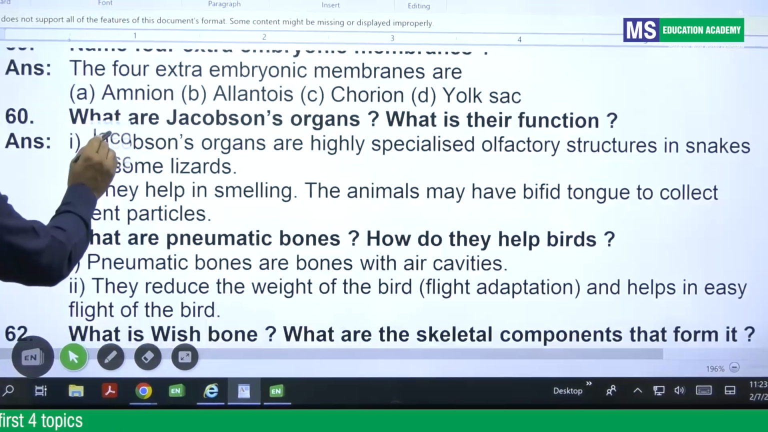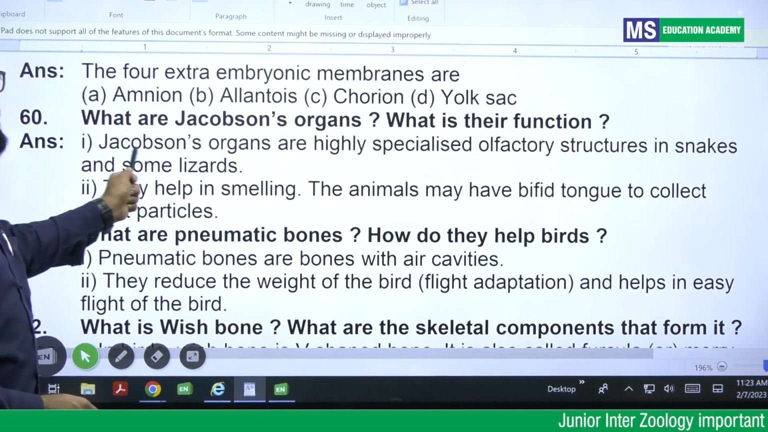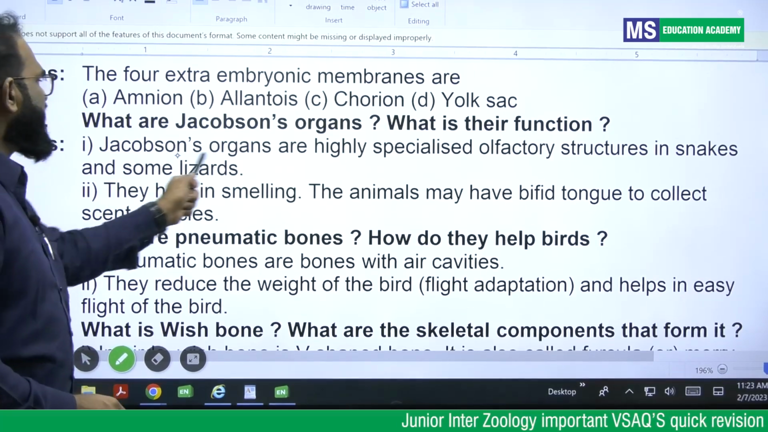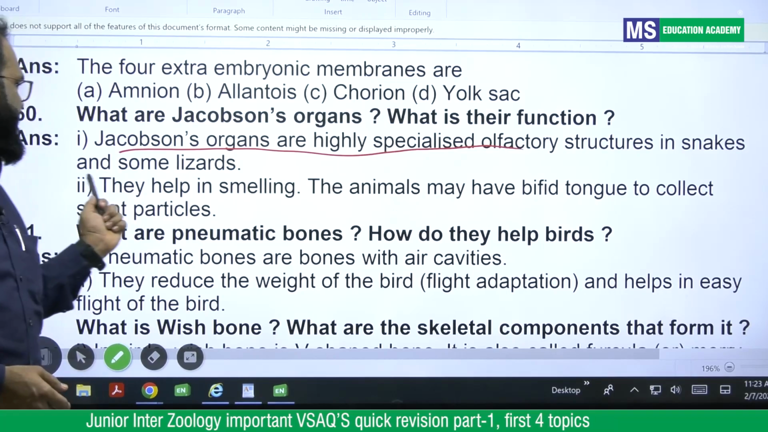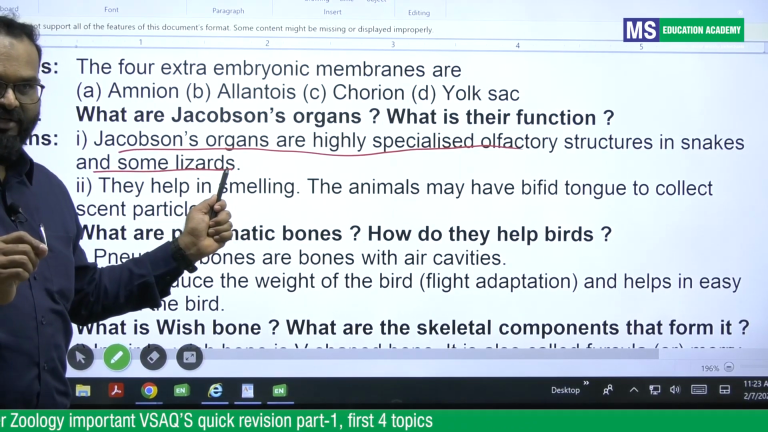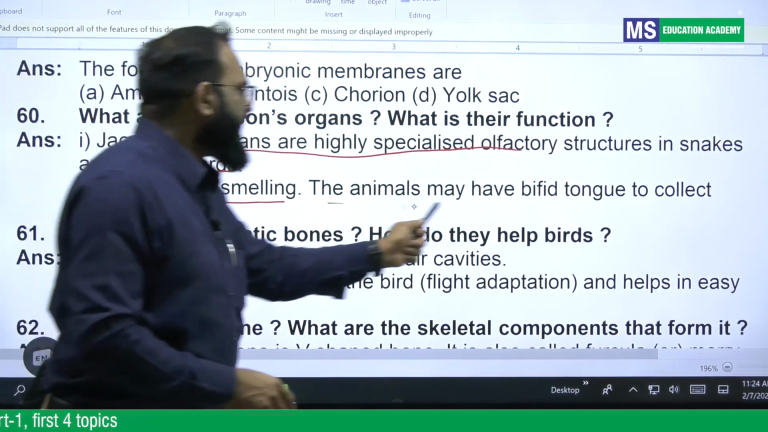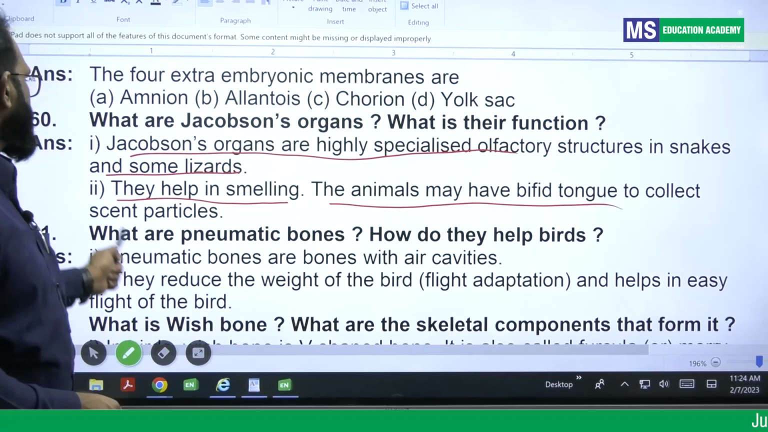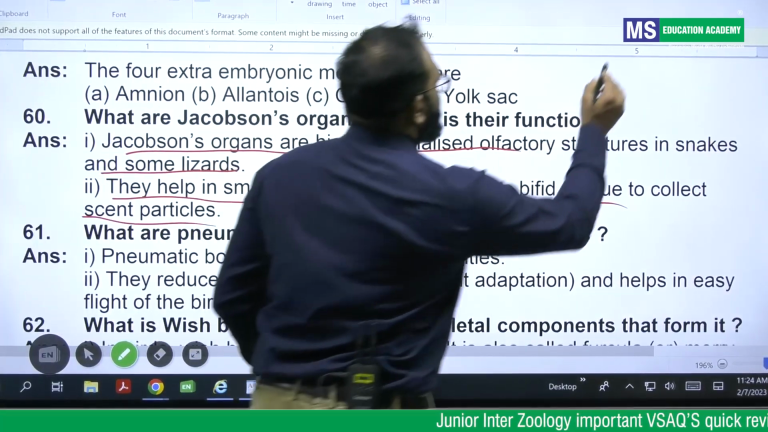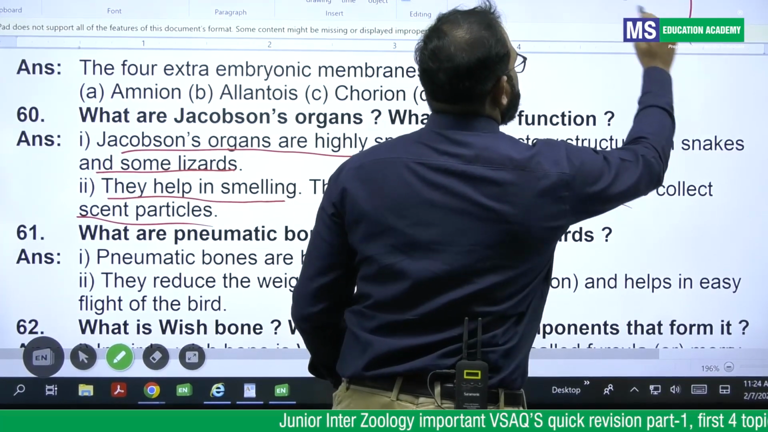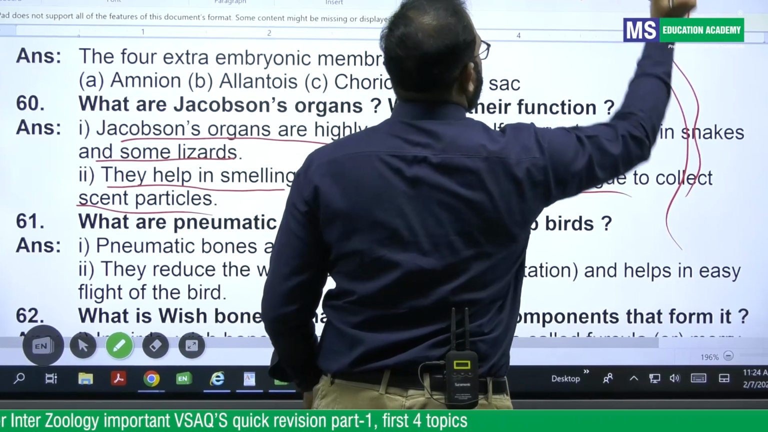Next question, what are Jacobson's organs? What is their function? Jacobson's organs are highly specialized olfactory structures in snakes and some lizards. Even this is important. So they help in smelling. The animals may have bifid tongue to collect scent particles. Animals will have bifid tongue like this. Bifid tongue.